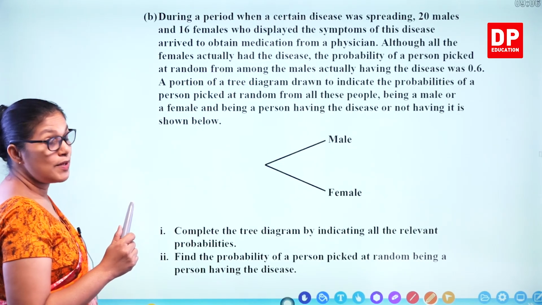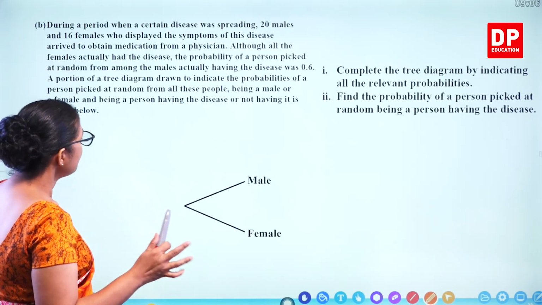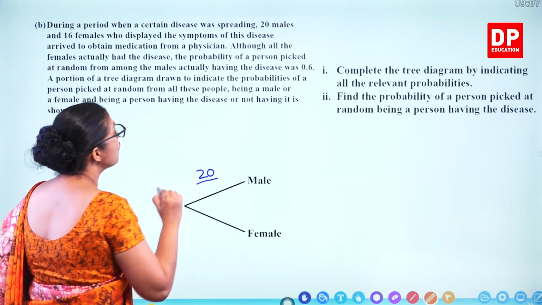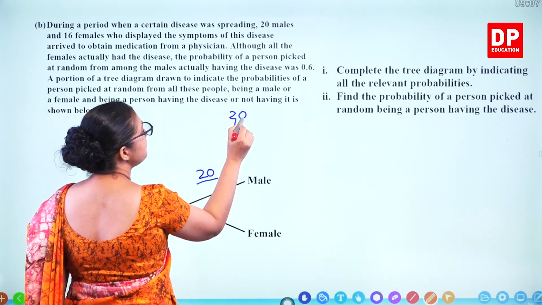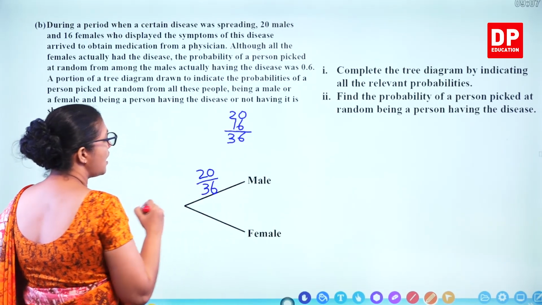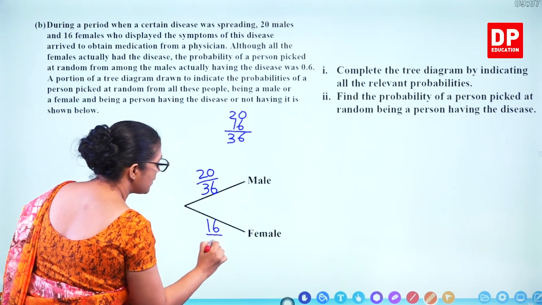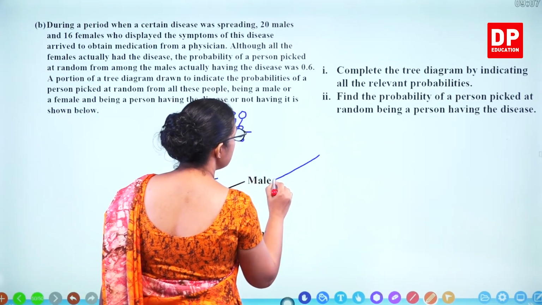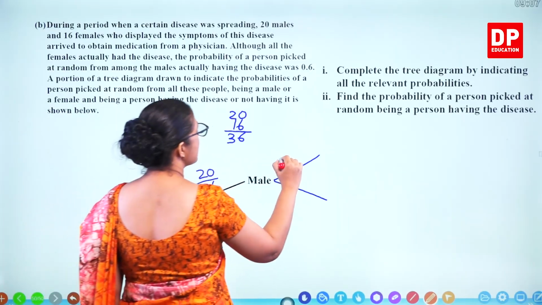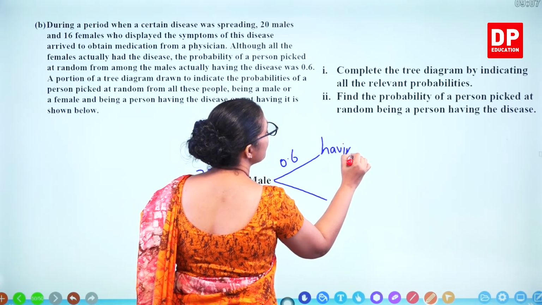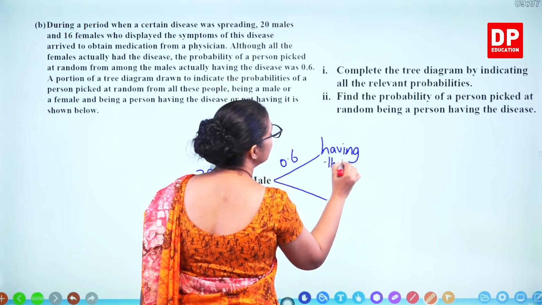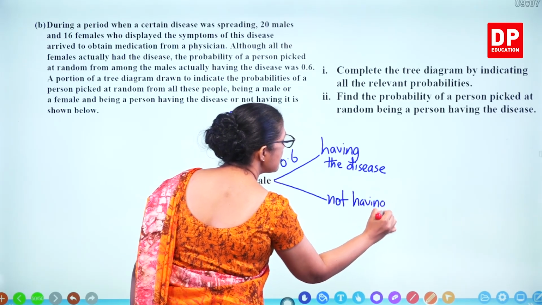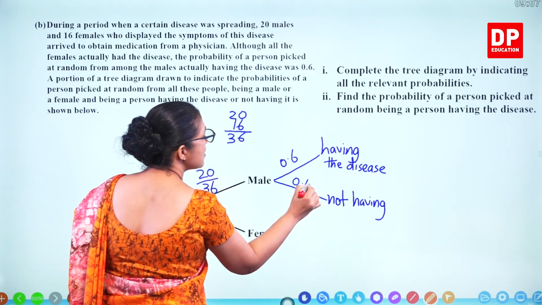So you get 2 parts and we'll try to do here. So it's male and female. So how many males are there? 20 out of 20 and 16 altogether, 36. How many females are there? 16 out of 36. Then it says if you take males, probability of getting the disease is 0.6. Having the disease. And this is not having the disease, that's 1 minus 0.6, which is 0.4.